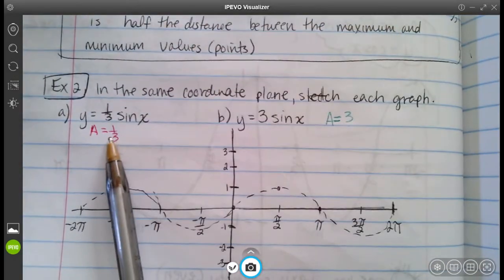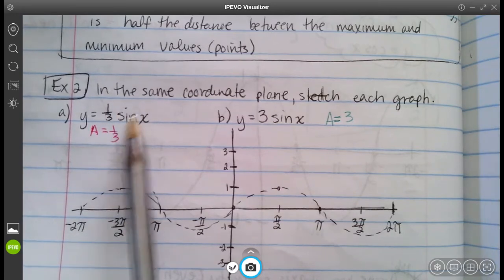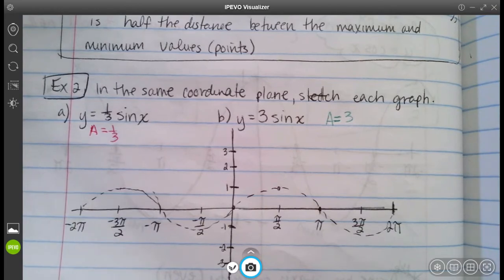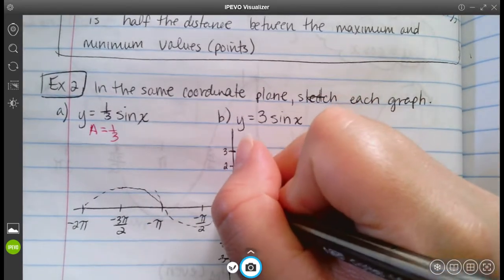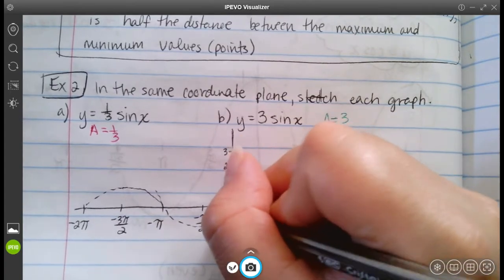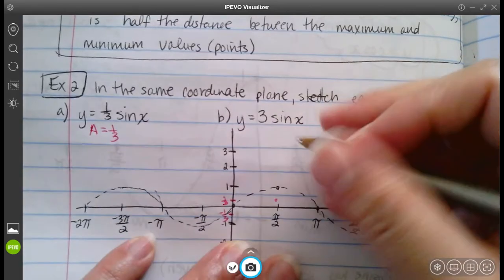So we can still go with our old transformations. This is a vertical compression: basically my sine function's y values get multiplied by 1/3. So they get shorter, yeah? I'm going to say 1/3 is about right here, and down here, right there, negative 1/3. So this one's going to be really close to the x-axis.